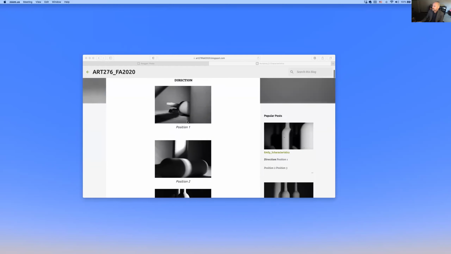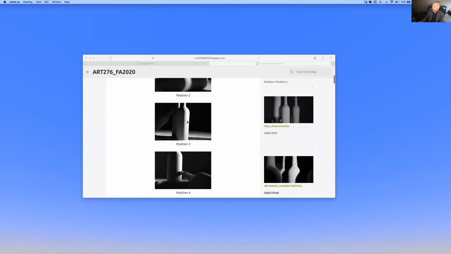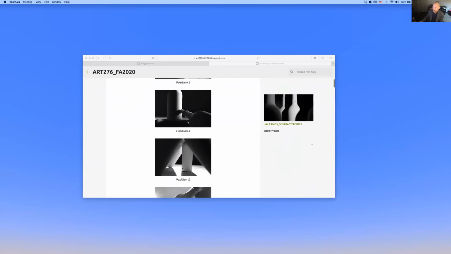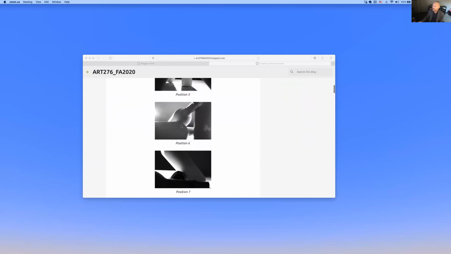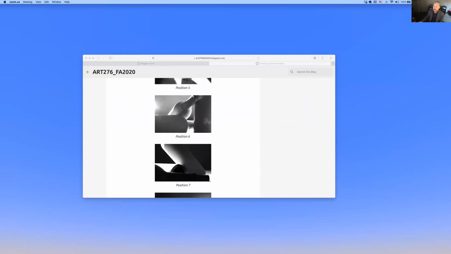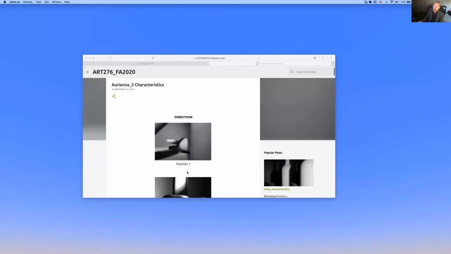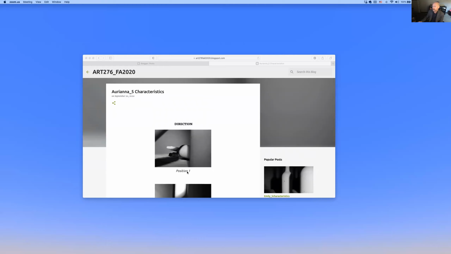Position 1, 2. Now what we're looking for here, first and foremost, is evidence that the light is moving. That's a key thing in what we're studying with direction: how where the light is affects the overall mood and look of the image. And clearly you're moving them very nicely around. The compositions are quite good.